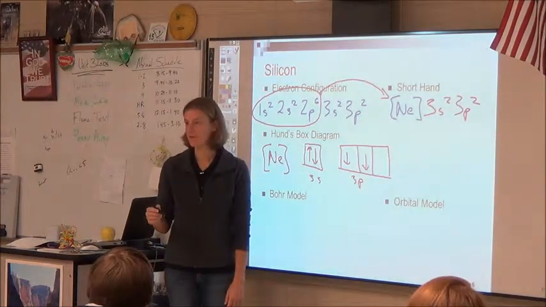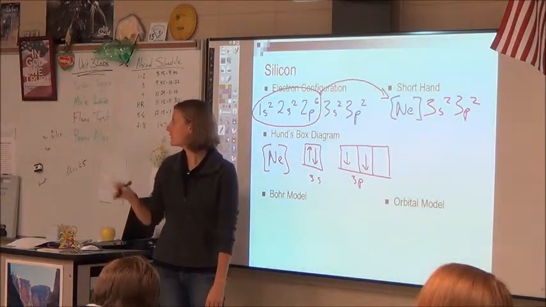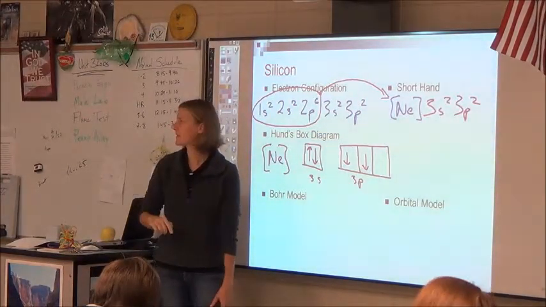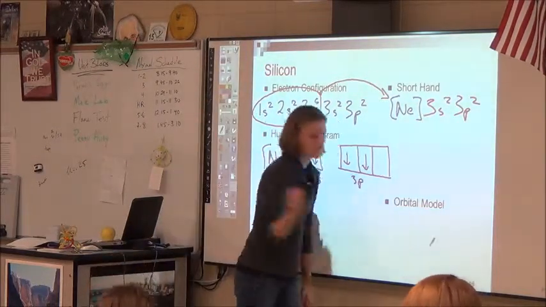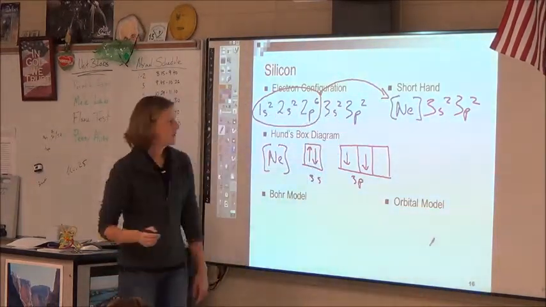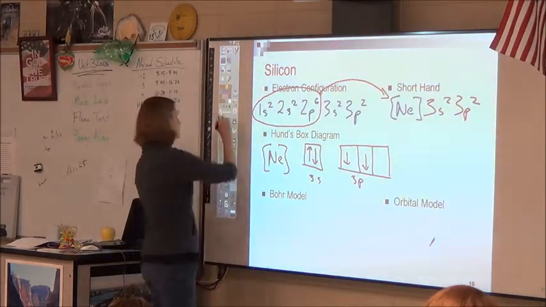Orbital drawing. This is kind of a big one. And as far as me asking you to draw them, I would only ever go up to... well, I guess we go up to calcium. I think calcium would be the biggest one I'd ask you to draw. All right, start with our little dot for our nucleus. So we've got to show for silicon where 14 electrons go.